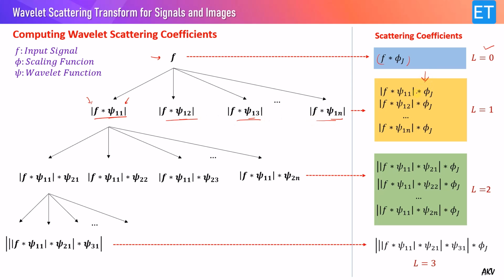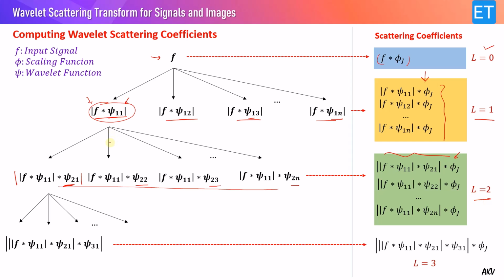Here you can see, they are convolved with the scaling function. So all these coefficients thus obtained are scattering coefficients at level 1. And after that we take these wavelet coefficients and we further convolve them with the wavelets of different frequencies again. And then we take the modulus operation also. And then we convolve all these coefficients with the scaling function. Here you can see, right? So these are the scattering coefficients which are obtained at level 2.